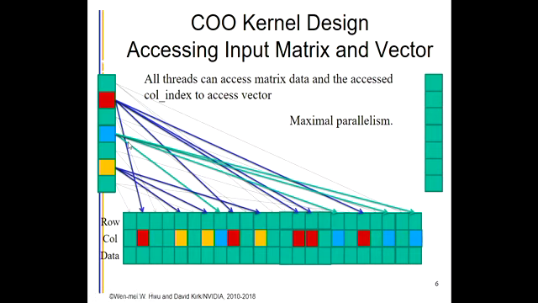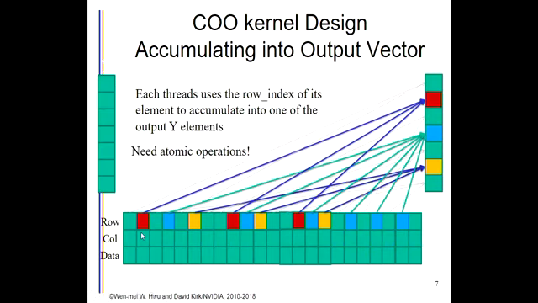But then as soon as you do the multiplication, you take the data, you go to this X element, you do the multiplication, then you need to use the row index to write into the output. But keep in mind that multiple of these threads can now all want to write into the same Y element, because it depends on the row index. So all these elements are processed by different threads. These three threads now all want to write into the same Y element.